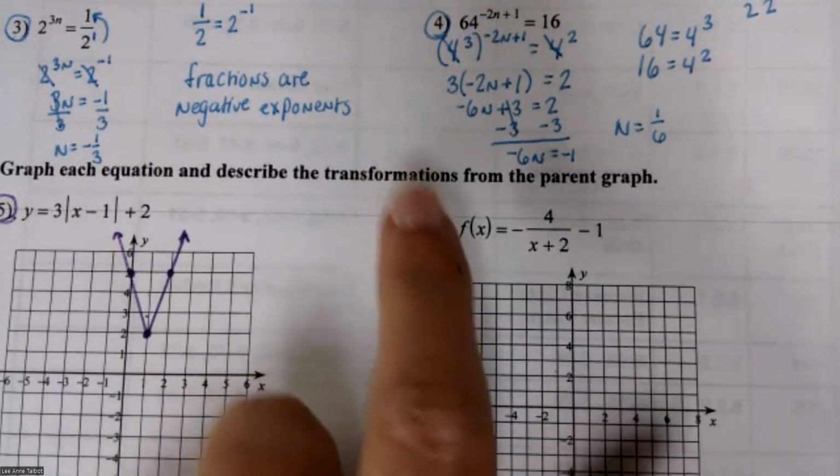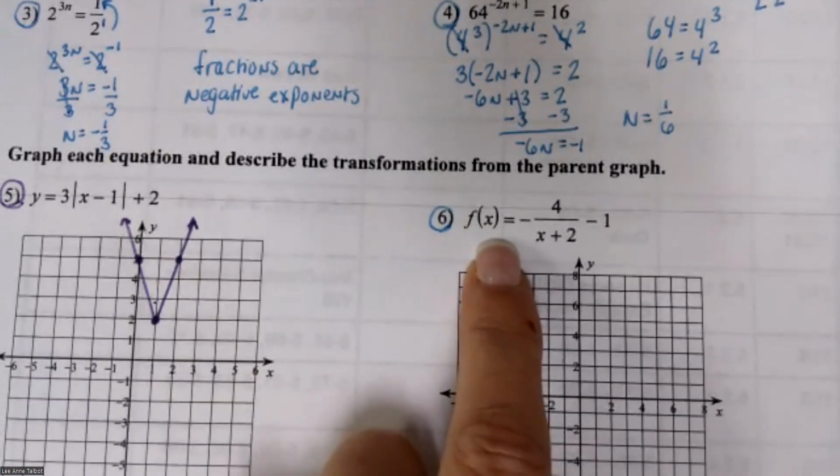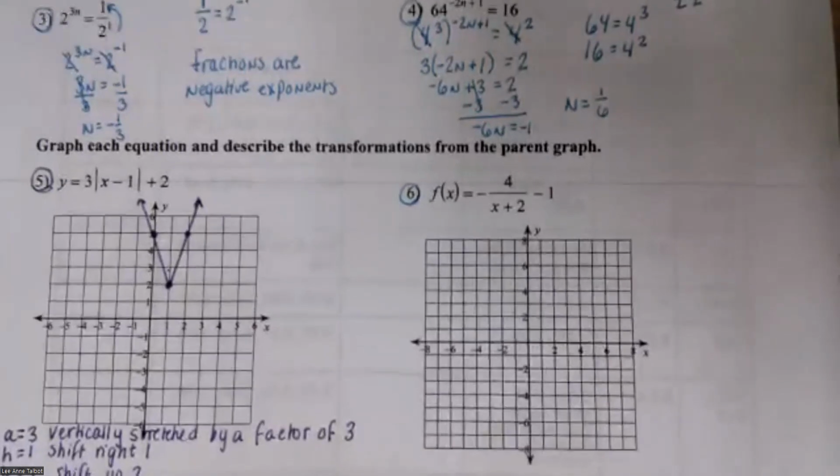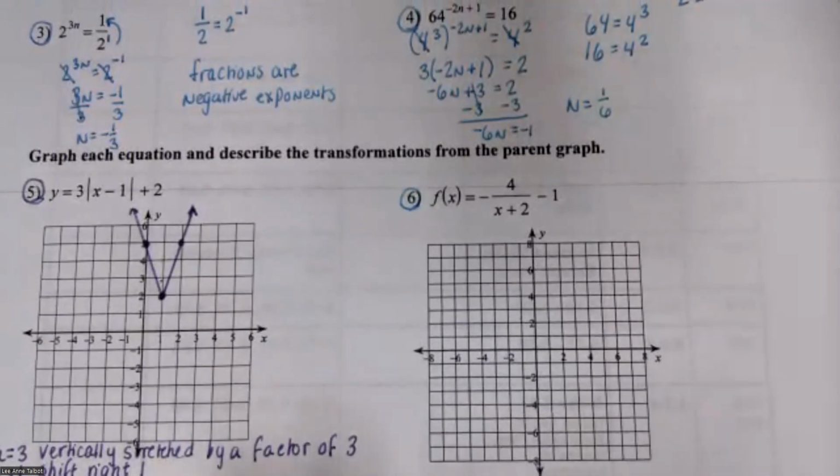Okay, first, what type of function is this? It's a rational function and it's a hyperbola shape. Okay, it has asymptotes, yes. Yeah, you're not wrong. Whatever helps you.